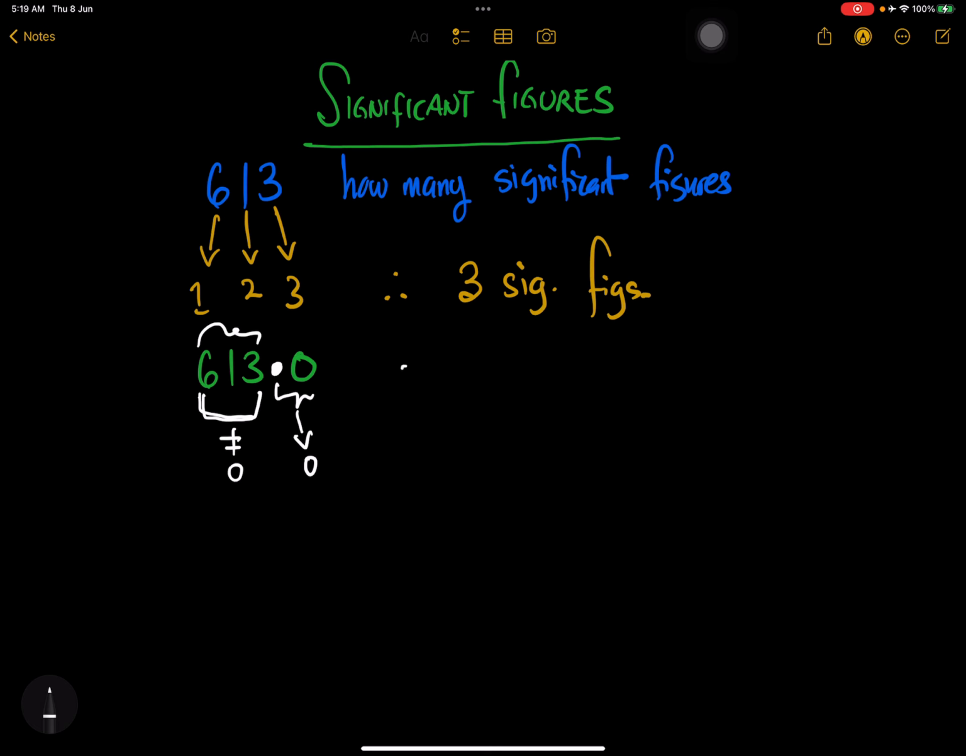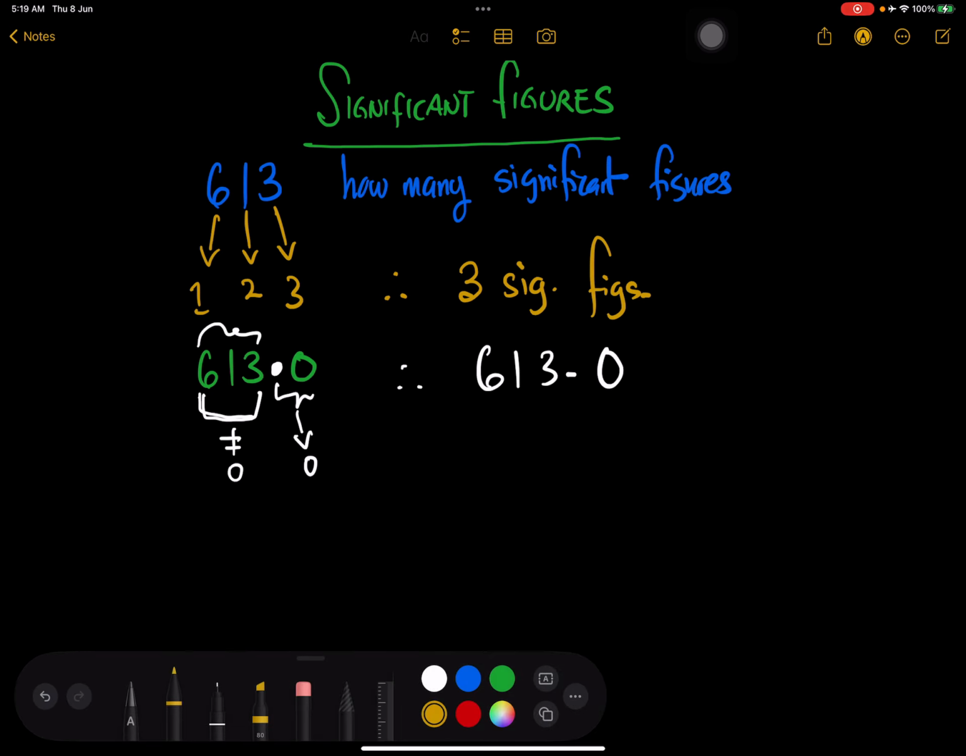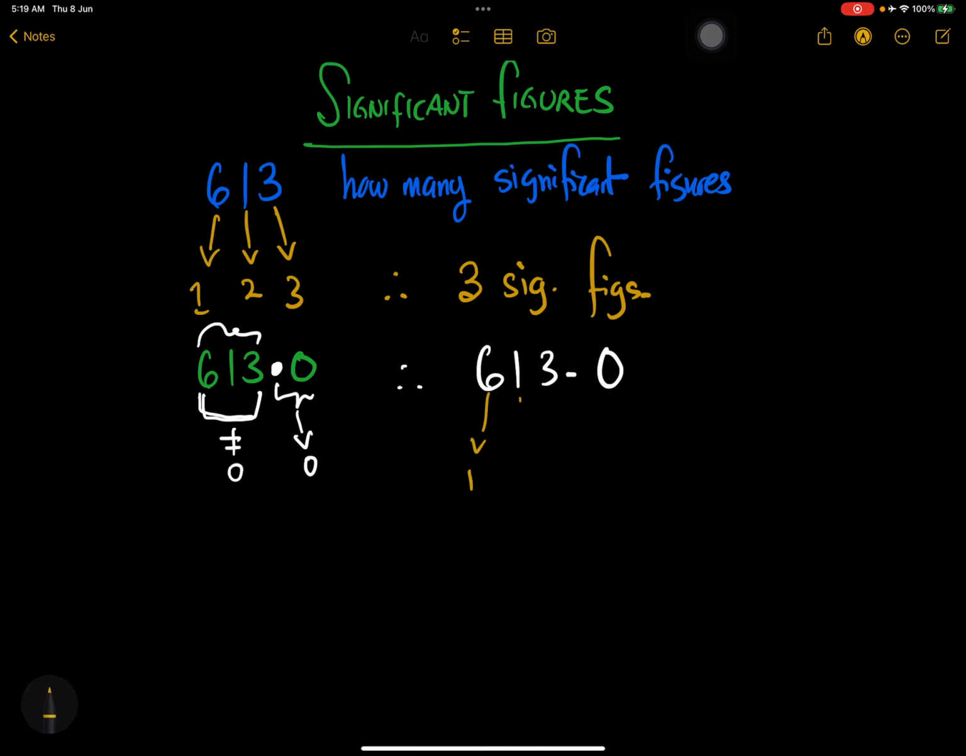So therefore, 613.0, we can say that this is the first number, this is the second, this is the third, and this is the fourth. So this is going to give us four significant figures. I hope this helps.